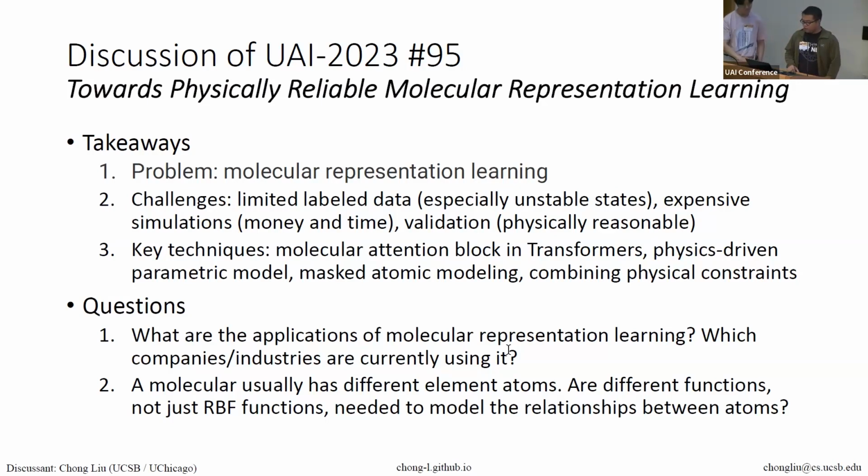And lastly, the key techniques, including four parts. The first is the molecular attention block in the transformers, which is able to model the relationship between the different atoms. The second part is a physically parametric model, which is used to predict the energy. The third key part is masked atomistic modeling. And then the final part is combining the physical constraints such that we can have some physically valid molecules.